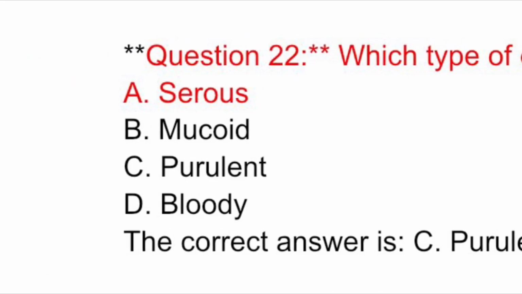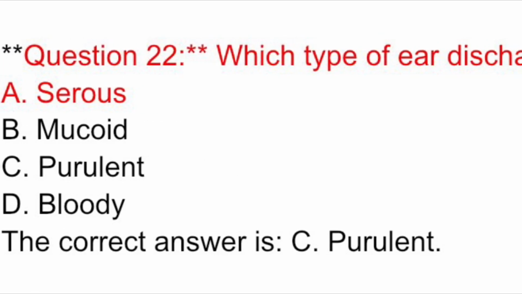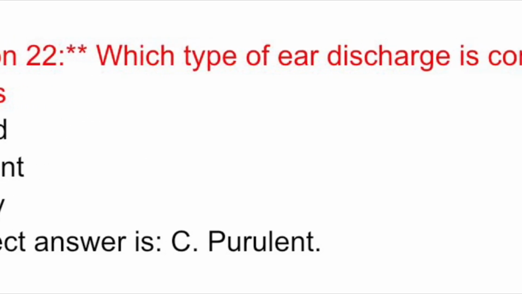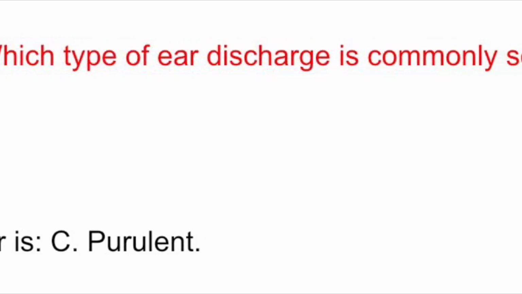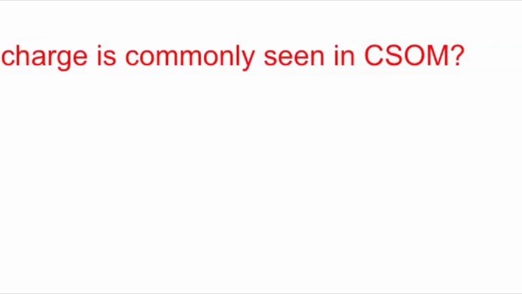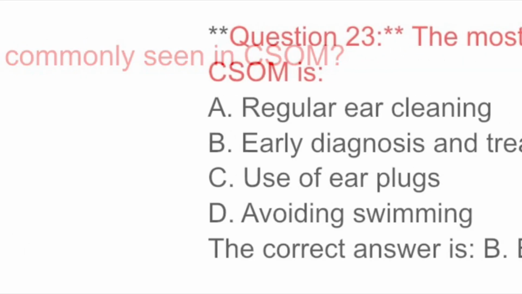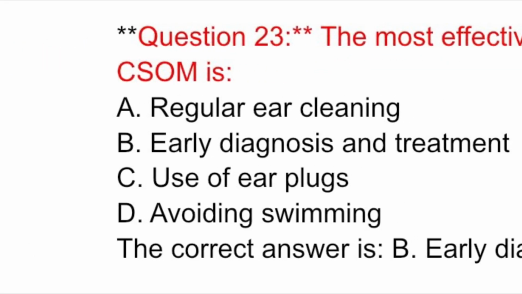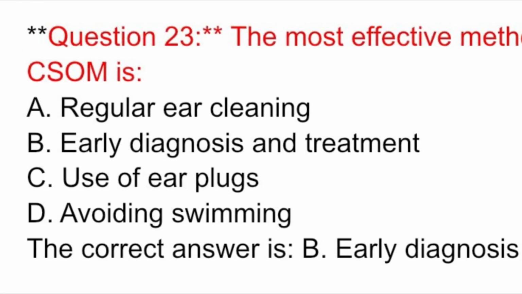Question 22. Which type of ear discharge is commonly seen in CSOM? A. Serous B. Mucoid C. Purulent D. Bloody. The correct answer is C. Purulent.